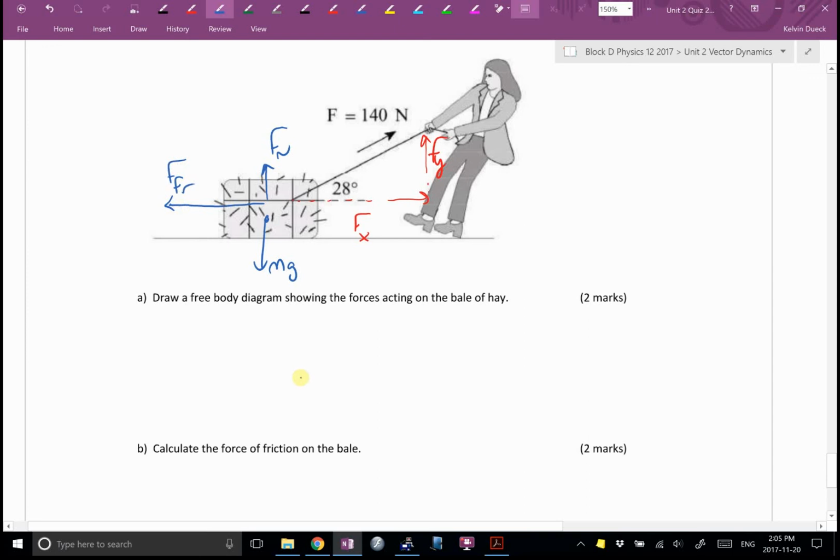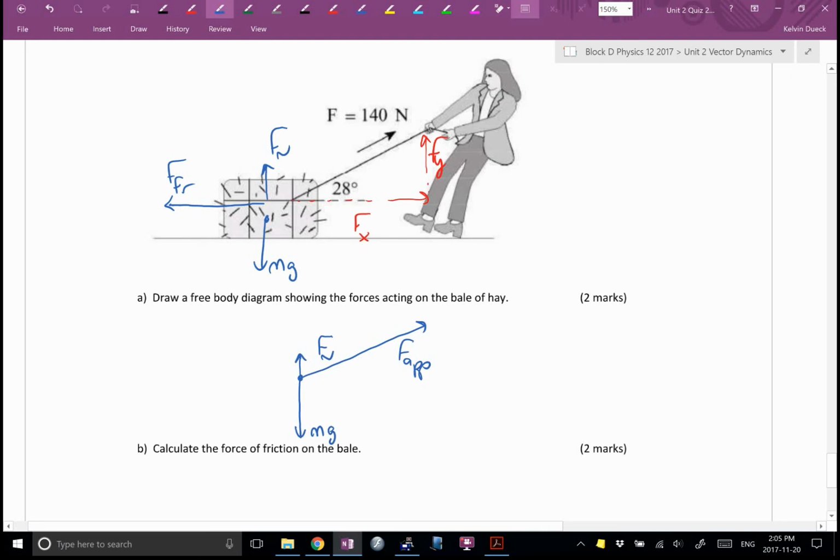So here's what I need to see for the free body diagram. Half mark if you have an mg. Half mark if you have a normal force less than mg. Has to be less. If it's not, you lose that half mark. Half mark for having the applied at an angle. You don't have to label it, but there should be a force going up at an angle.